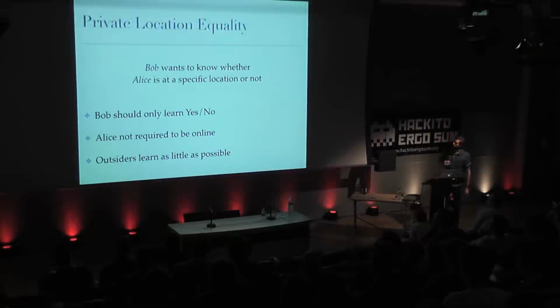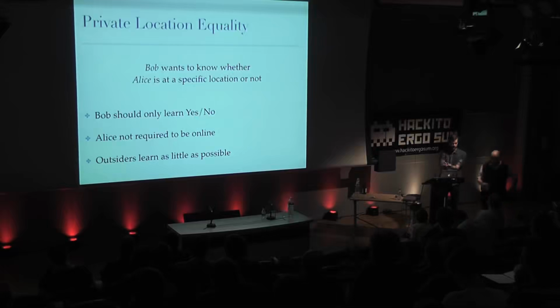The first thing is private location equality. So basically we have two players. In this case, Bob wants to know whether Alice is in a specific location or not. This could be, for instance, is Alice at work or is she at home? But we don't want Bob to learn more than the bit of this. We don't want him to see where Alice actually is unless she's at home or at work.